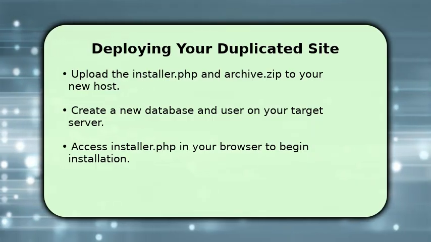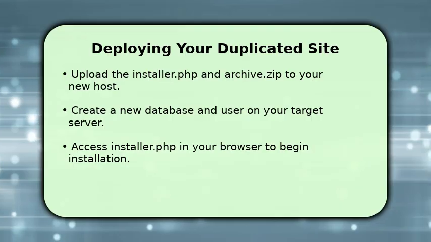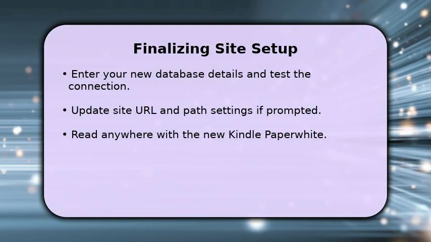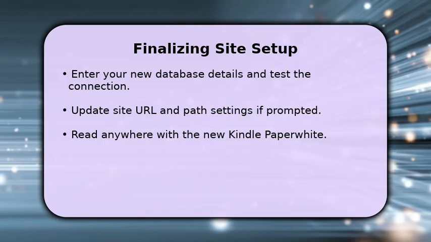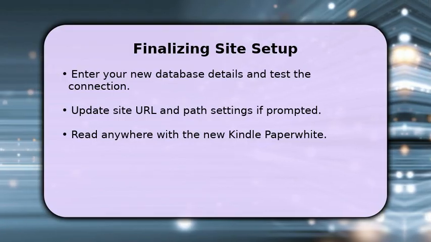Open your web browser and navigate to the URL where you uploaded the installer.php file to start the Duplicator installation wizard. Follow the on-screen prompts, entering your new database name, username, and password. Test the database connection to ensure everything is correct before proceeding.